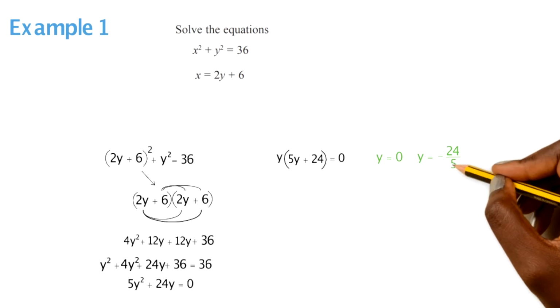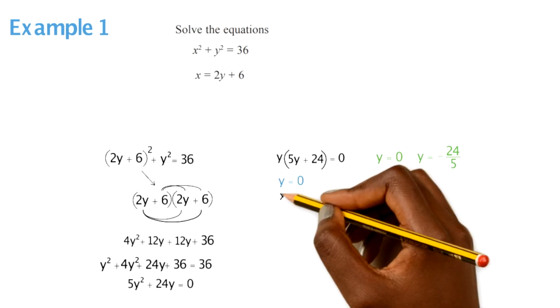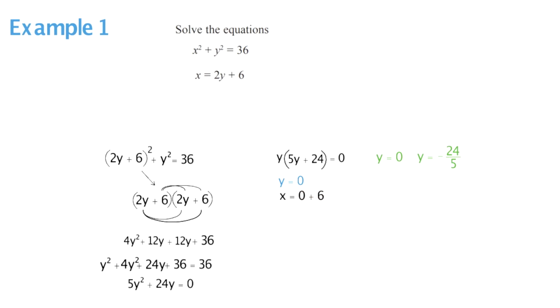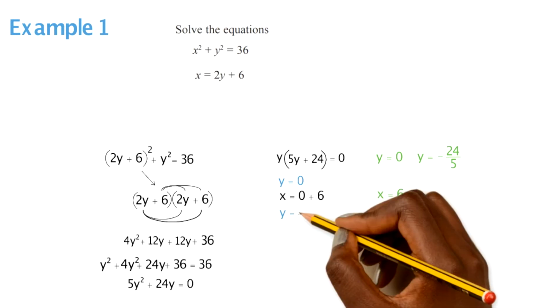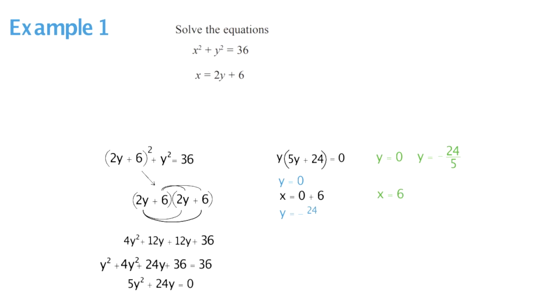So that can happen. The first example we saw, it was 1 solution for x and y, but sometimes you can have 2. So for this now, we need to substitute our y values into the linear equation to work out x. So when you substitute y is equal to 0, you get x is equal to 6. And when you substitute y is equal to minus 24 over 5 into the linear equation, see if you can work it out before it comes up on the screen.